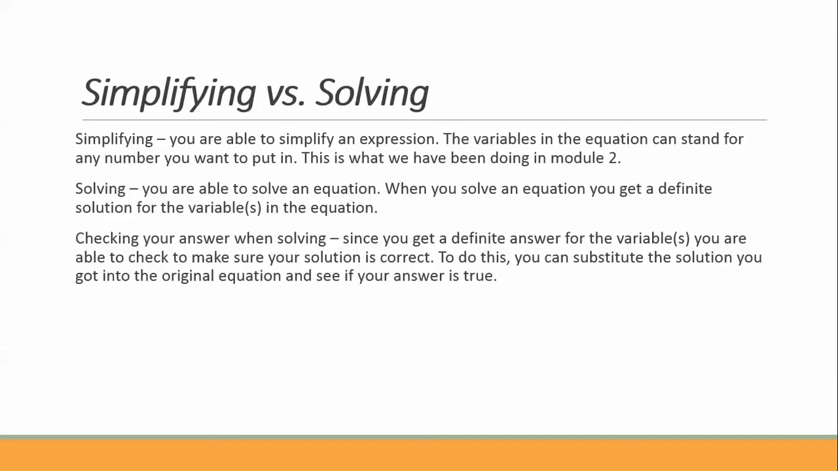Simplifying versus solving. When you simplify an expression, you make it simpler. That's what we've been doing in section 2, all of module 2. The variables in the equation can stand for any number that you want to put in. So when we were simplifying, say, x squared times x to the third, and we got x to the fifth, we could put any number in for x, and this will always be true.